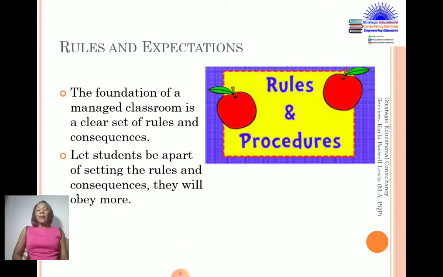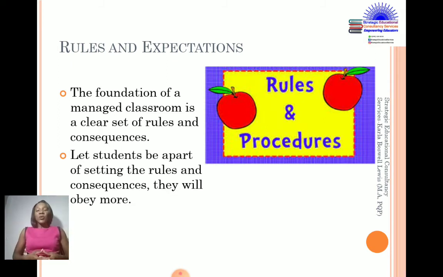Now, when we think about rules and expectations, we need to be mindful and aware that within the classroom, we all have our rules, we have our expectations, we have our procedures, and this is foundational. It's a fundamental part of managing our classroom because we need to have a clear set of rules and consequences. For every rule or expectation, there must be a consequence. What will happen if you don't? What will happen too if you do? So let us not just look at consequences, but also pin some rewards to it as well.